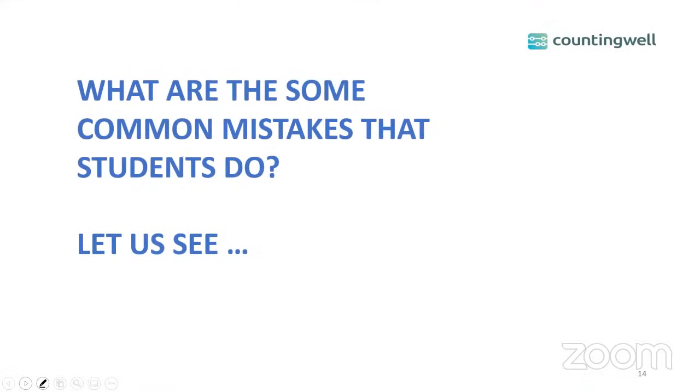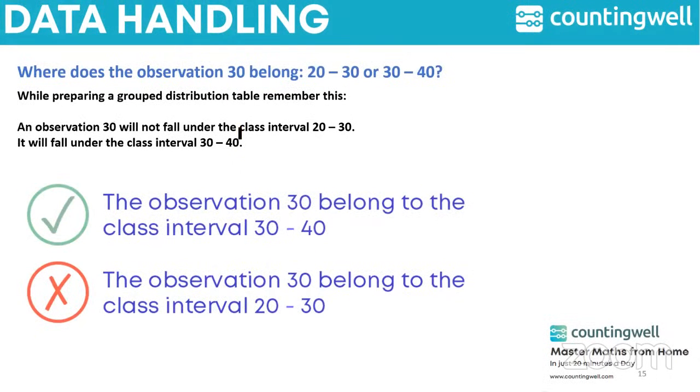Let us see what are some common mistakes students can make. Where does the observation 30 belong? Whether it belongs to the class interval 20 to 30 or to 30 to 40. As I told you, an observation 30 will not fall under the class interval 20 to 30. You have to take the next class which starts from 30. So 30 belongs to 30 to 40 and not to 20 to 30.